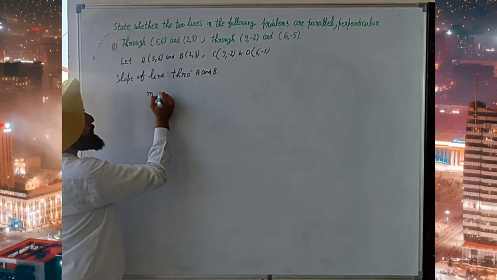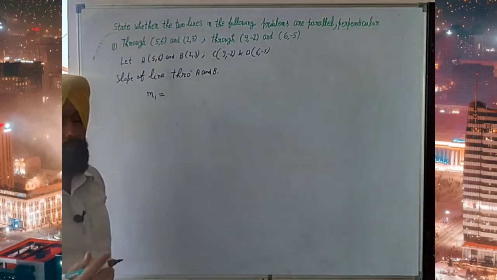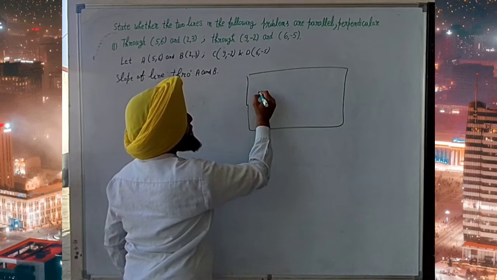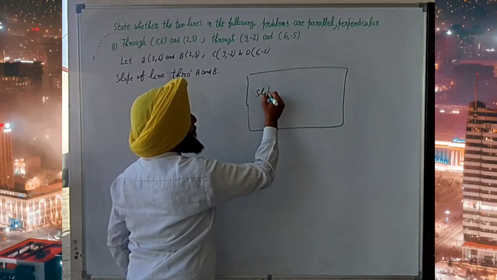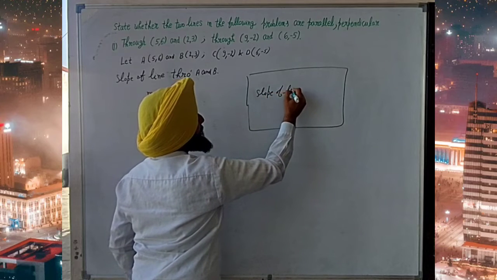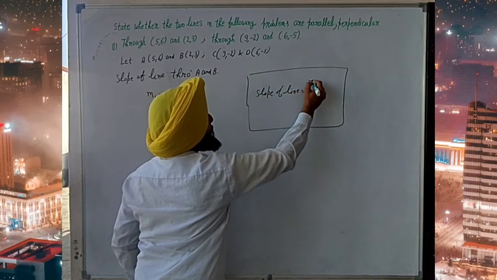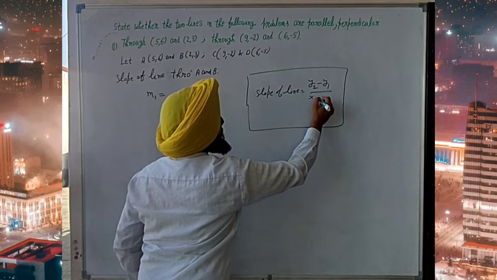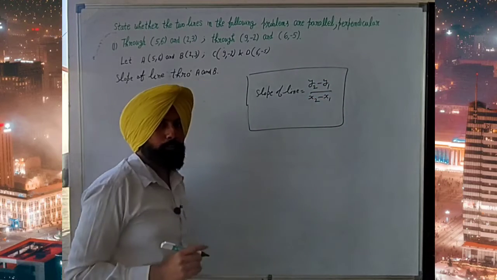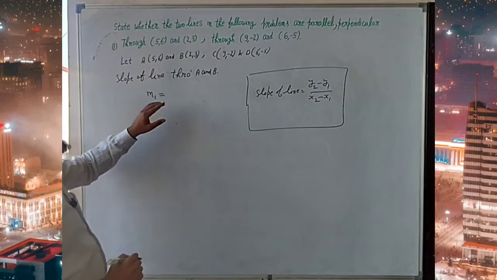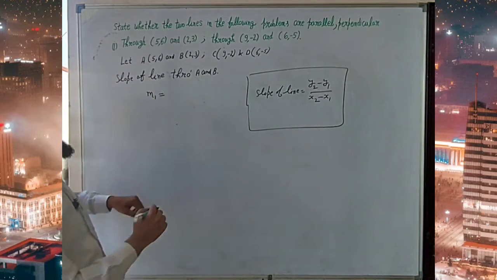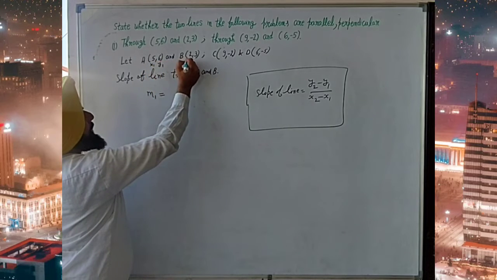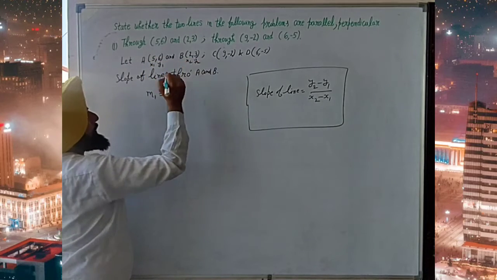M1, we know the formula for the slope of a line: slope of line equal to y2 minus y1 over x2 minus x1. Now in this case, the slope of the line through AB, that is x1 y1 x2 y2.